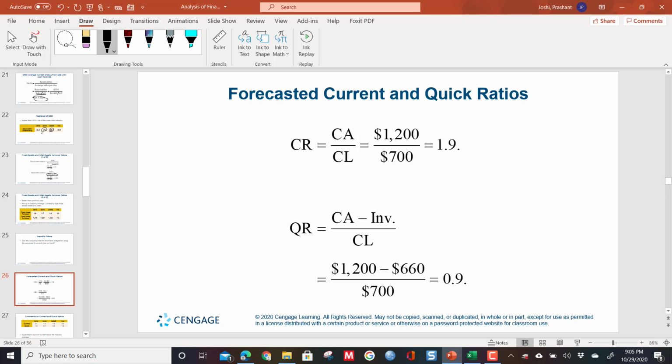And so the ratios are current ratios and quick ratios. The current ratio is the current assets divided by current liabilities, 1.9. The quick ratio takes into account the most liquid form of current assets. So you're subtracting inventories from the total of current assets to get the quick ratio.